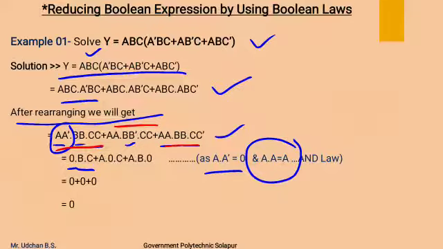So this term is converted into 0, this is converted into 0, and this is converted into 0, as all the three terms are multiplied by 0. So we get the final answer as 0. This is how we can reduce the given Boolean expression using Boolean laws.